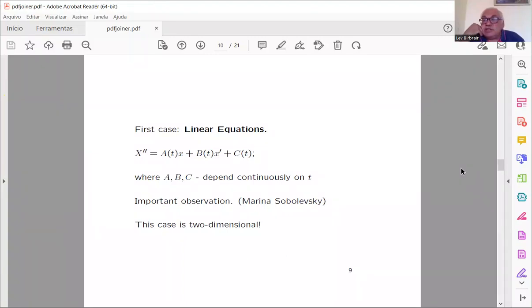But he said, let's start from something more elementary. What is the most elementary, the simplest case of a differential equation? The simple case is the case of linear equations, right? So the equations where you have x double prime equal to a of t times x plus b of t times x prime plus c of t, where a, b, and c depend continuously on t. Okay, let's try to do that.